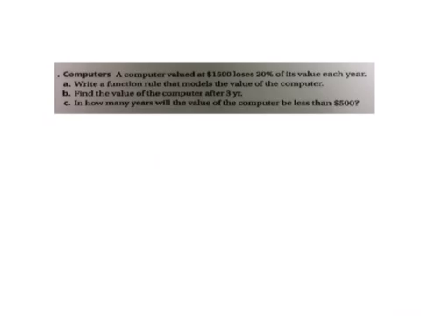Problem number 1 says that a computer valued at $1,500 loses 20% of its value each year, and it asks you to do 3 things. Write the function rule, find the value after 3 years, and determine how many years, or what is the x value, where the computer will be worth less than 500. So let's start by identifying the important parts of this function.